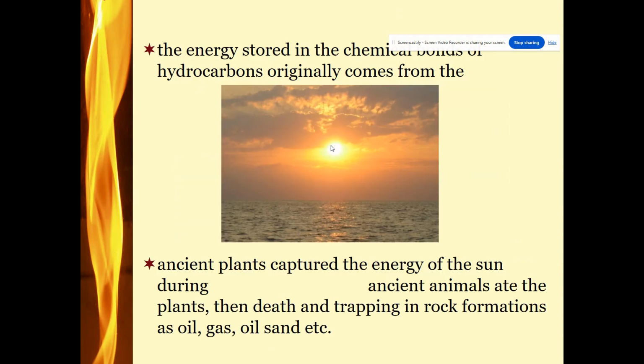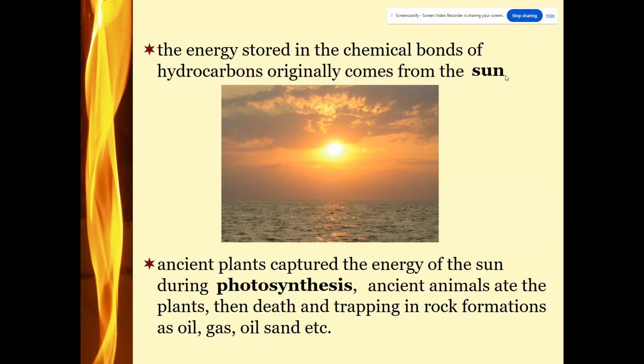Now, it's important to note that this energy that's stored in the chemical bonds of the hydrocarbons originates from the sun. The reason it originates from the sun is because hydrocarbons come from dead plants and animals that were trapped under rock formations for millions of years, and all those plants and animals originally came from plants gaining their energy from the sun during photosynthesis. The animals ate the plants, converting that energy again during cellular respiration, and so on.